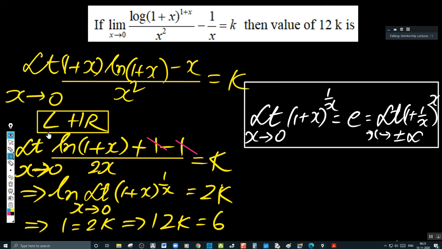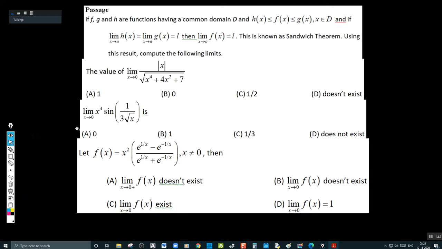Should I move forward? Please respond. Yes, sir. It's an integer type question, so 12k is 6 there. Next. Let's see the next one.